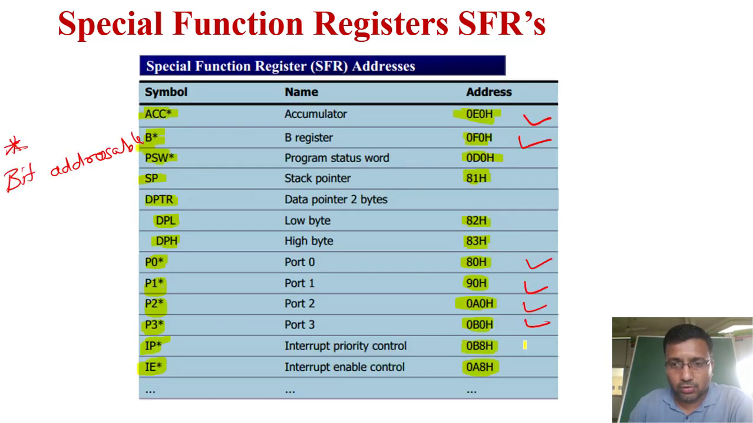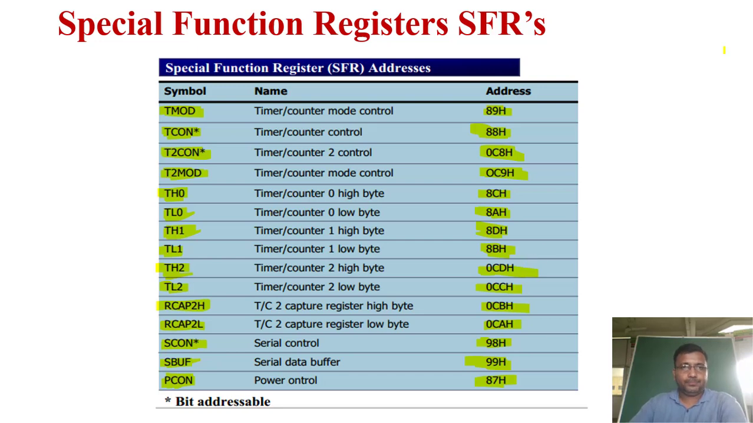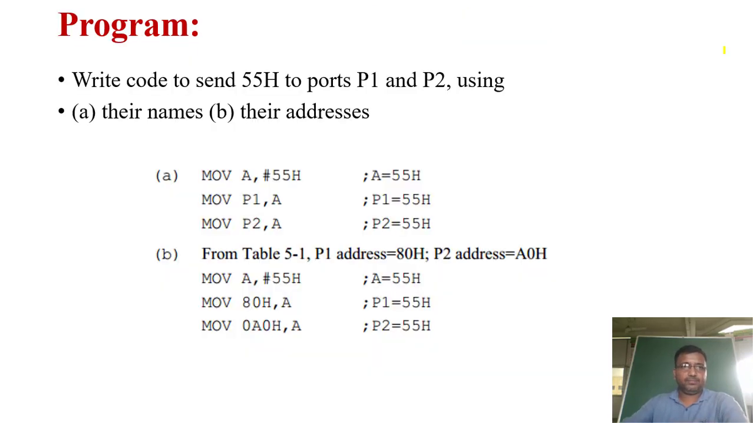So you have to remember only these six register addresses. One is the accumulator, that is 0E0, 0F0 is for B, and P0, P1, P2 and P3 are 80, 90, A0 and B0. So you have to remember only these six addresses. Okay, so this is about special function registers.